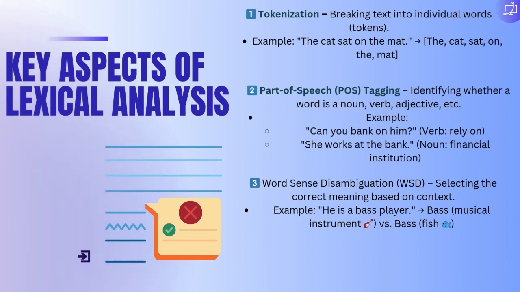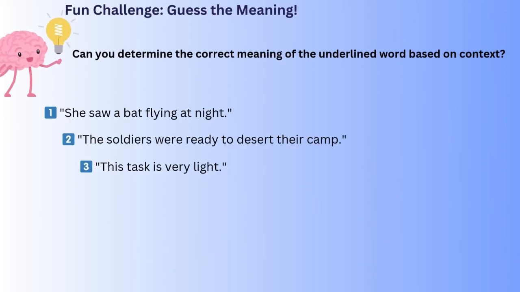Fun challenge: guess the meaning. Can you determine the correct meaning of the underlined word based on context? "She saw a bat flying at night." "The soldiers were ready to desert their camp." "This task is very light."